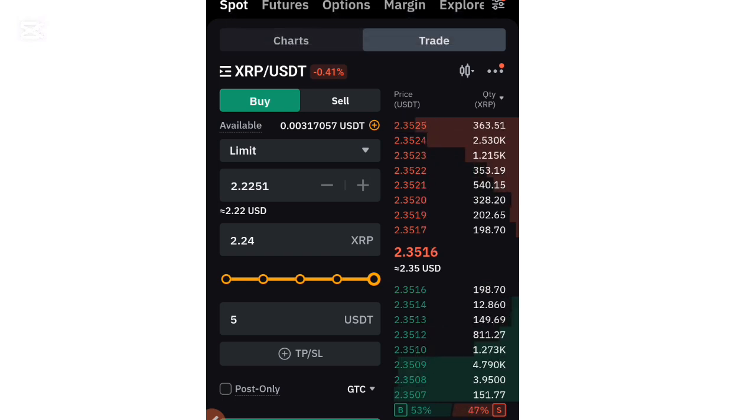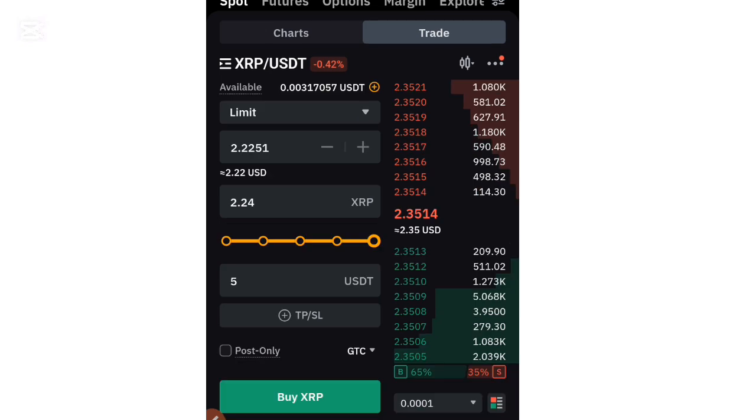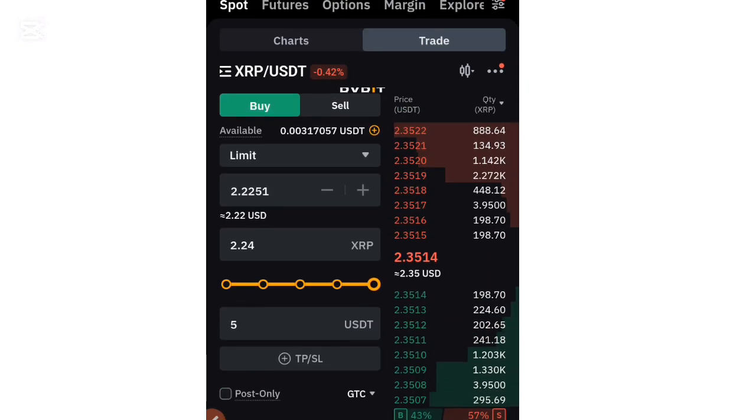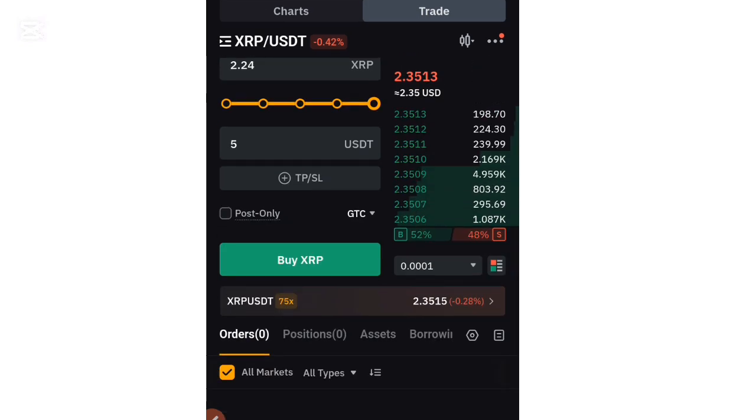When you click on buy, you will see that the market will trigger, and since you are on limit now, you will see it down here. Once it reaches your limit price, Bybit will help you to enter the market, and then you will buy.